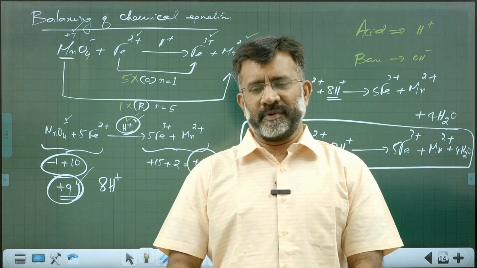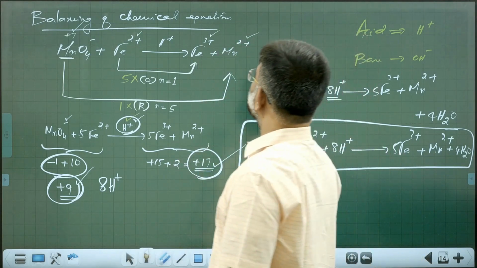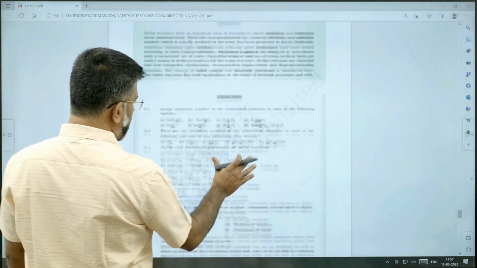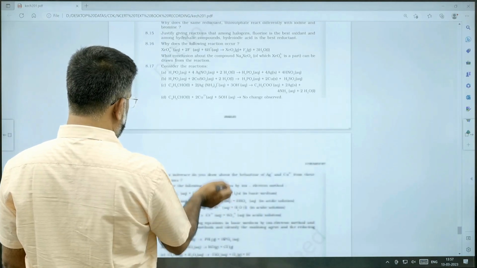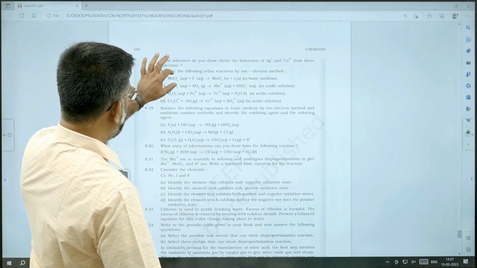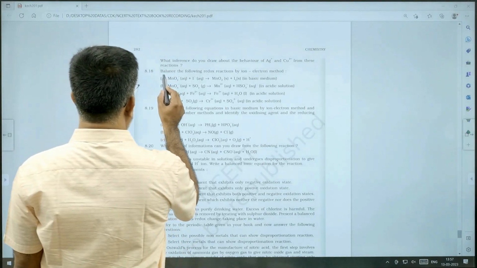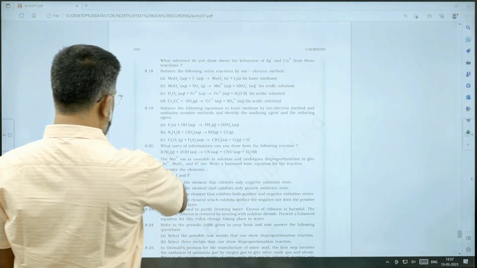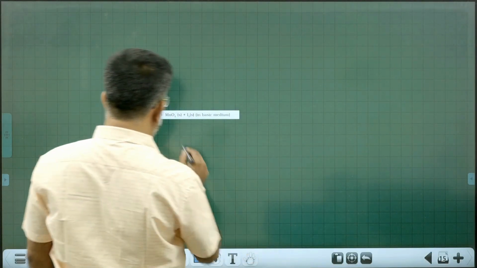Right? Now we will take another example from basic medium. Let us take an example from basic medium. If I get some example from NCERT, it will be well and good. Yes, we have an example from basic medium. This one I will take for discussion, for explaining basic medium.